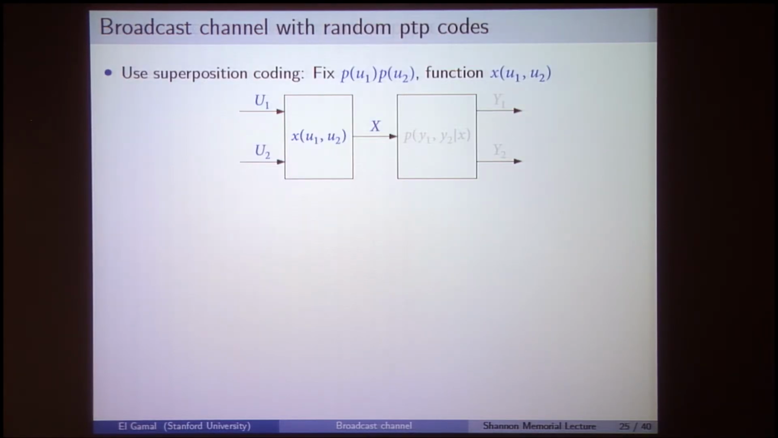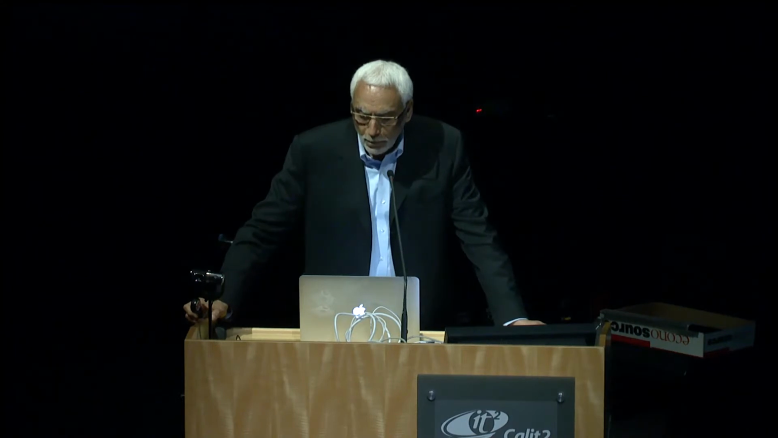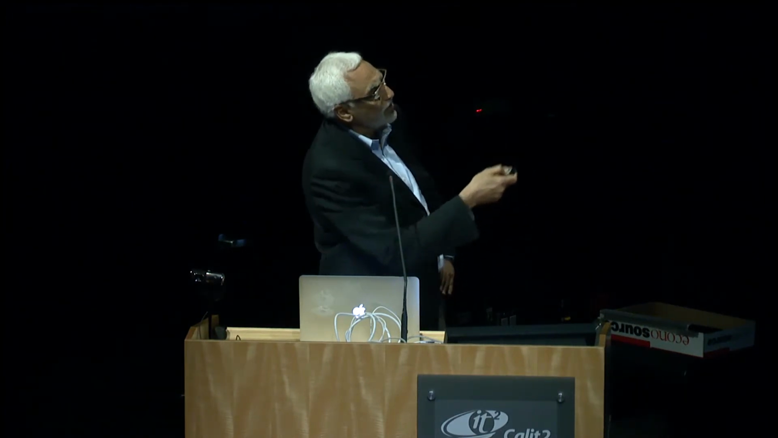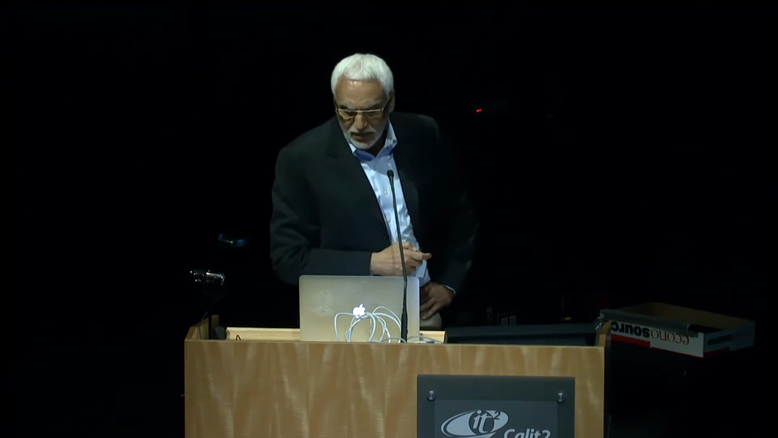Okay? So here is one scheme that uses point-to-point codes and superposition. We fix P of U1, P of U2, these auxiliary random variables that are going to be used to generate codebooks for the messages M1 and M2, and a function X of U1, U2. Again, we generate the 2 random point-to-point codes for M1 and M2. And for encoding, we pass U1 and U2 through this per-symbol function. So it's exactly the same as the scheme that we use for Han-Kobayashi.